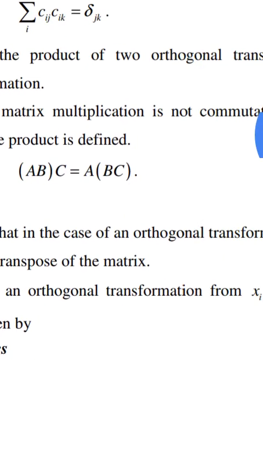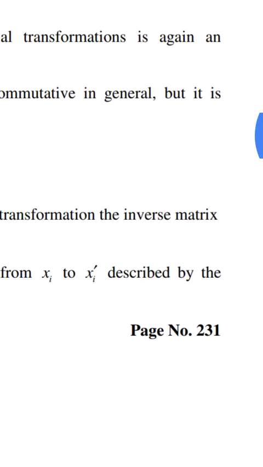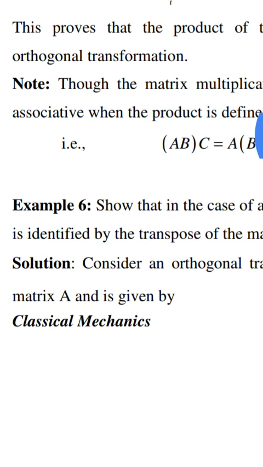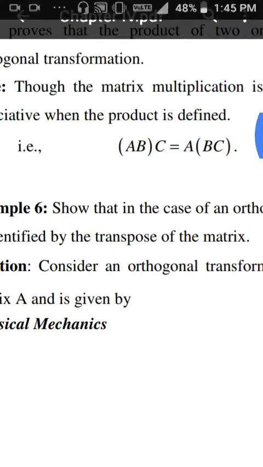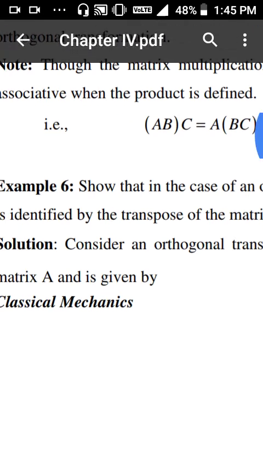Though matrix multiplication is not commutative in general, it is associative when the product is defined: AB multiplied by C is equal to A multiplied by BC.